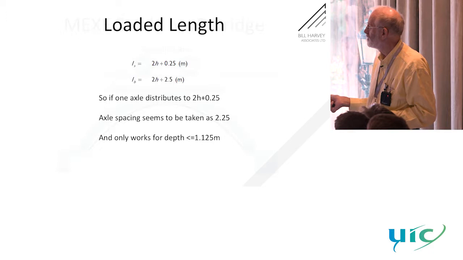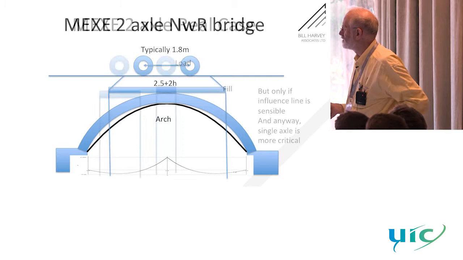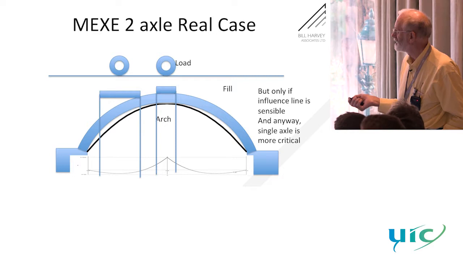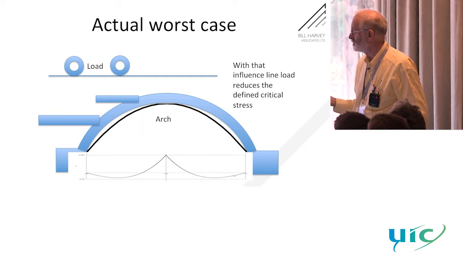And then you put that in the middle, and quite a lot of the distribution is then in the negative part of the influence line. So you're overcompensating. The critical case, really, if this is right, the critical case would be like that, with a load in the middle and a load off the side, producing less negative to go with this big positive. The actual worst case is probably something like that, with the load at the quarter points.